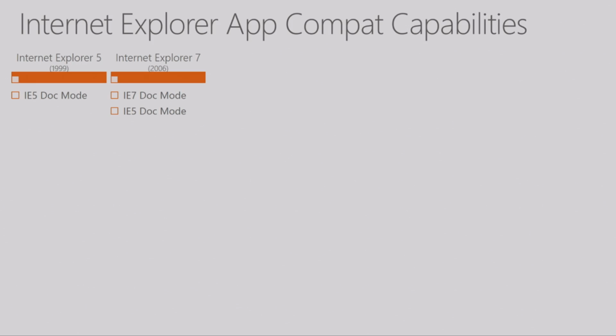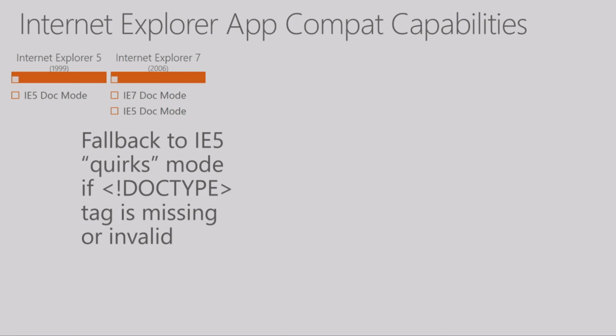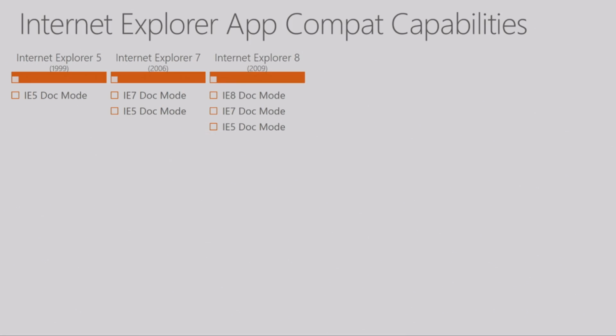And here's the default behavior. And this is pretty important because I don't think everybody understands this. At least I didn't. The default behavior is to fall back to IE5 Quirks mode if there's not a valid doctype on the page. So if there's not a doctype on the page, the default behavior of Internet Explorer is to fall back to IE5 Quirks mode. This is important to understand because it's true today. It's still true.